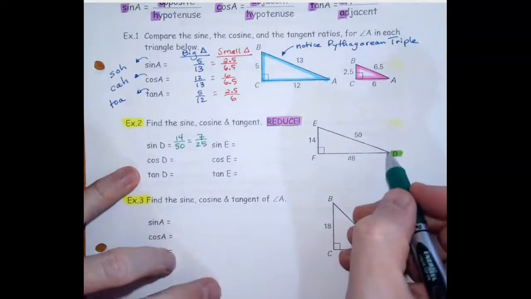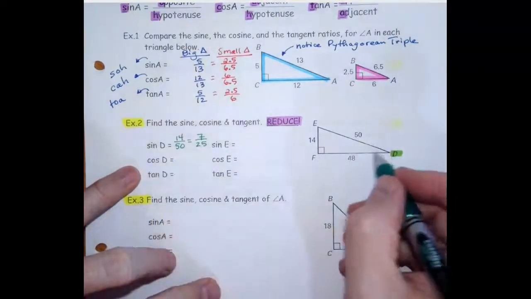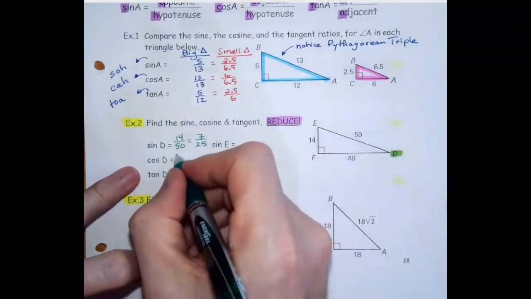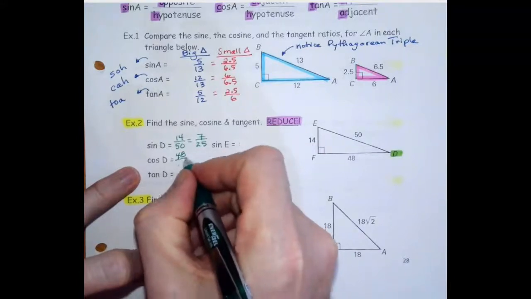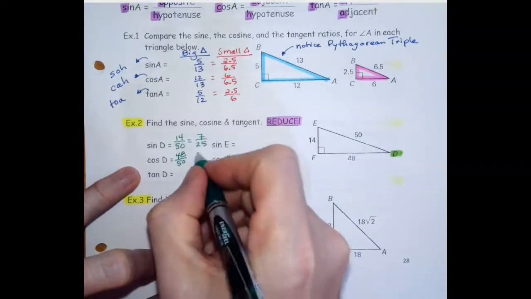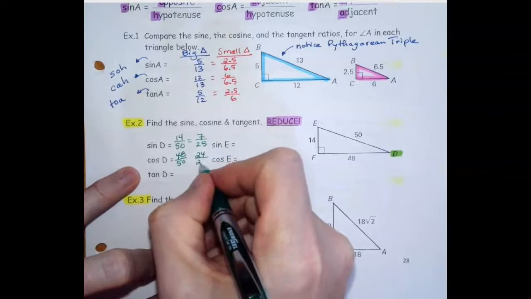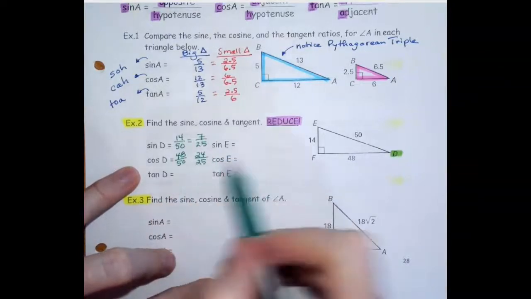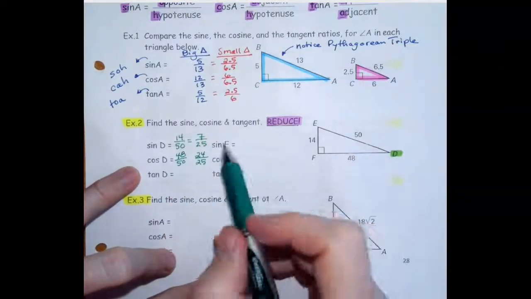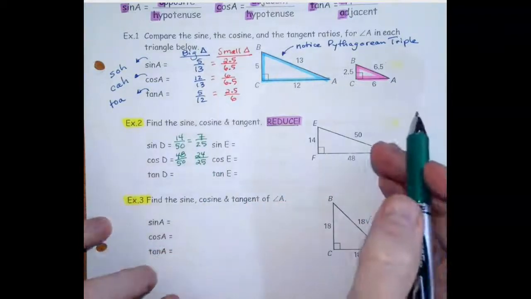So cosine is adjacent over hypotenuse. So that's going to be 48 over 50. So that's 24 over 25. So that's another Pythagorean triple, but that's a little bit less common, 7, 24, and 25.